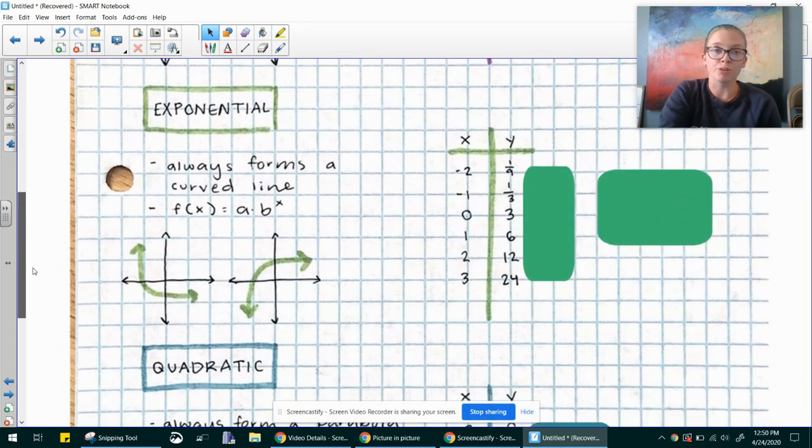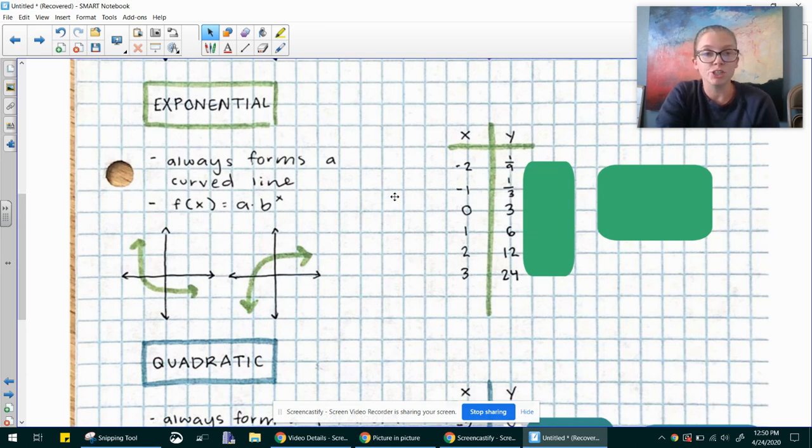Exponential functions work really similarly. Here, instead of a straight line, an exponential function always forms a curved line, and the function that represents an exponential function is f of x equals a times b to the x. Here we have an exponential function. Our x values go up by 1 every single time, but our y values follow a slightly different pattern. They go 1/9, 1/3, 1, 3, 6, 12, 24.